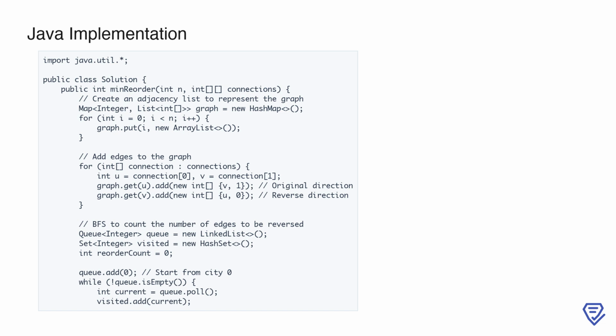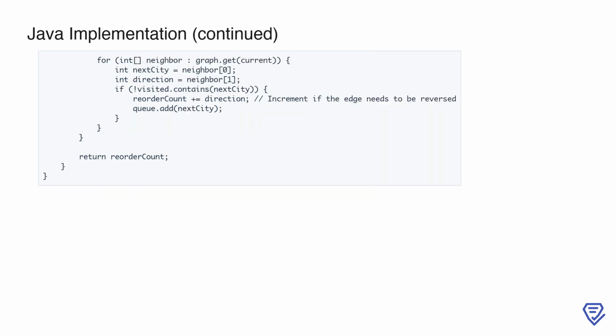Finally, we introduce a variable reorder count to keep track of the number of edges that need to be reversed as we traverse the graph. Now, during the BFS loop, we process the current city by removing it from the queue and marking it as visited. For each neighboring city, represented as neighbor, we extract the next city and the direction of the edge. If the neighboring city has not been visited yet, we check the direction.